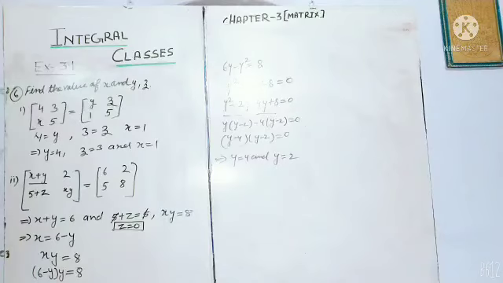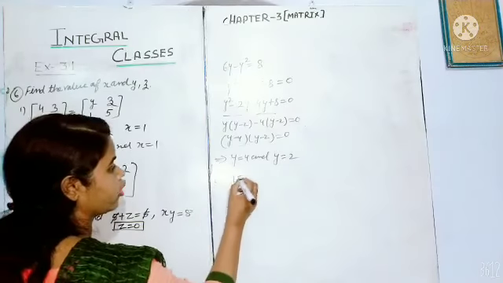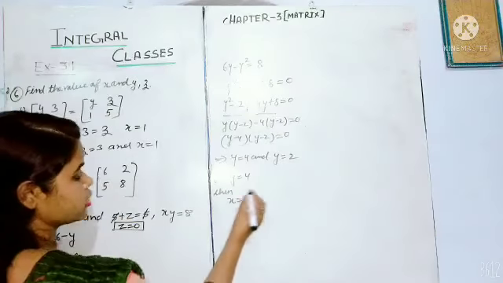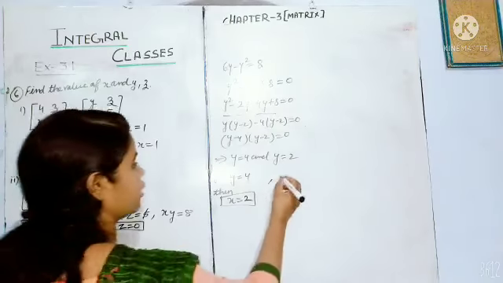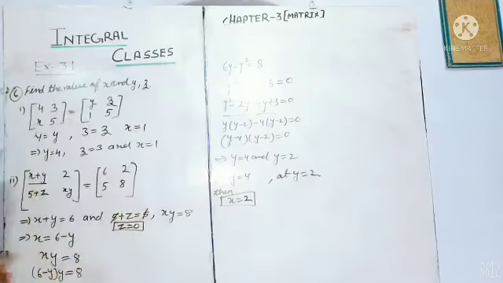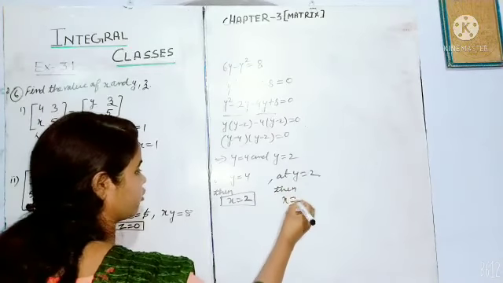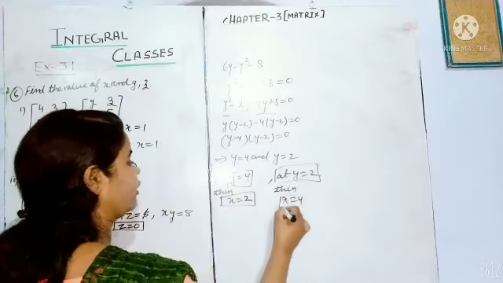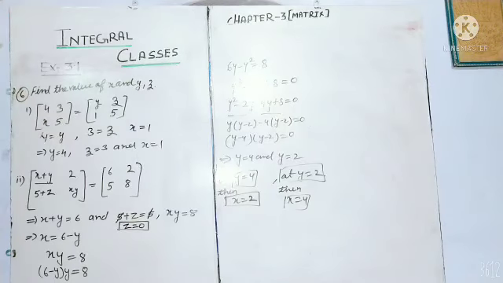Now in this equation we will put the value of y. xy equal to 8, y equal to 4. Then x equal to what? 6 minus 4. 6 minus 4 equal to 2. Second, if we put y equal to 2, then x equal to 4. So these are the values of x, y and z. Now the second part of question number 6 is completed.